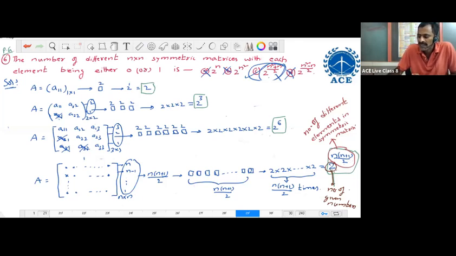So the base is the number of given numbers, and the power is the number of different elements in the symmetric matrix, or the maximum possibility for the number of different positions in the symmetric matrix. In this way also we can find, or we can choose the answer by verification also. It is a previous GATE question only.